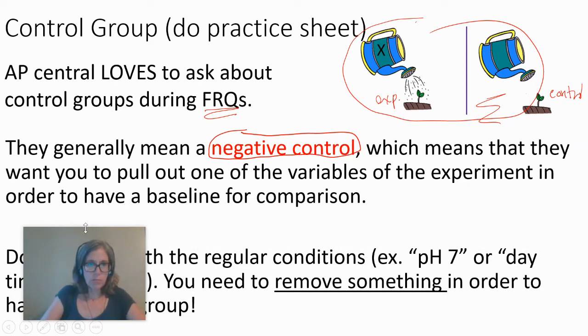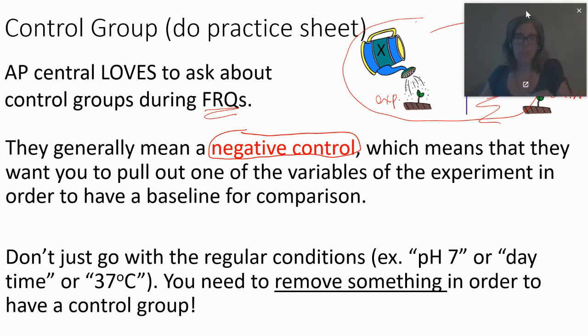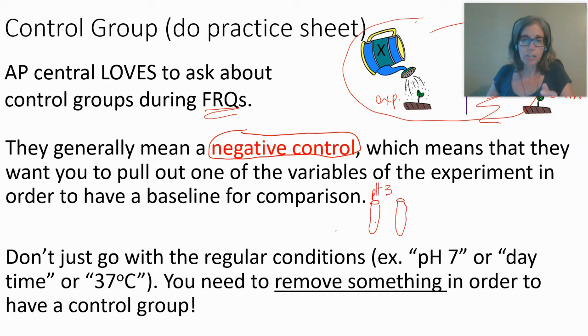Okay, so one thing that I think makes an AP class expectations a little bit different is that in the past, you might have just gone with regular conditions and said, hey, that's my control. So for example, let's say you're doing an enzyme experiment and you're testing your enzymes at pH 3, and then you have an enzyme reaction. So what you would need is your reactant, and you'd put that in your test tube, and then you'd put your enzyme in your test tube, and then hopefully that would make some kind of a product.